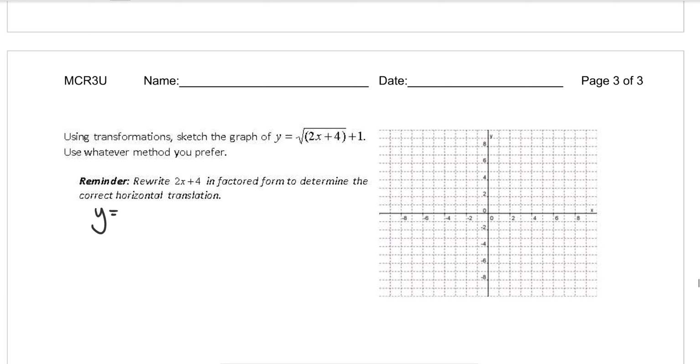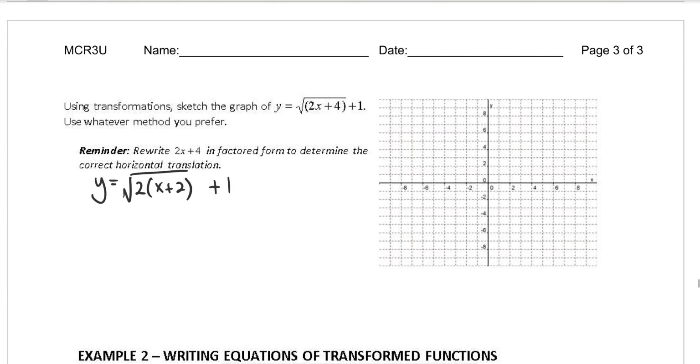So if I do that, I should get the square root of 2 times (x plus 2), and then outside your square root is plus 1. Aha! So now we get a true value of what the d value is. It's a shift to the left by 2 units. Okay? So x and y, this is the square root function as my base, so 0, 1, 4, 9, and 0, 1, 2, 3. So what's the mapping going to look like?